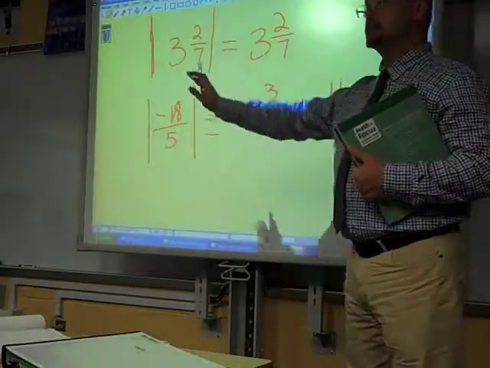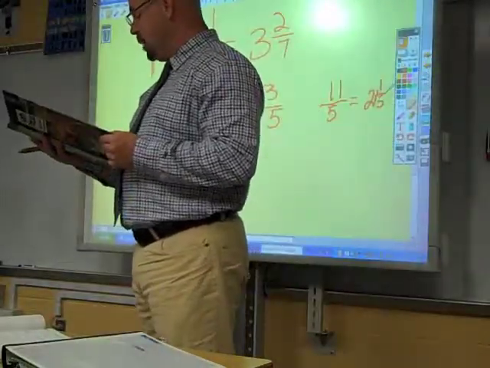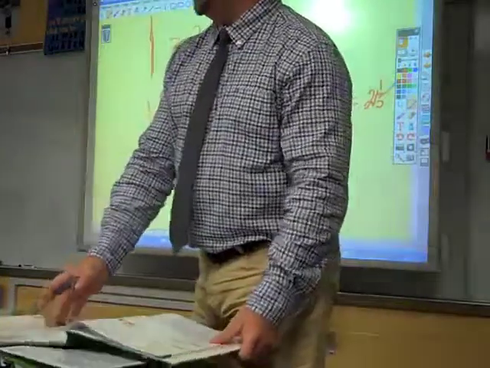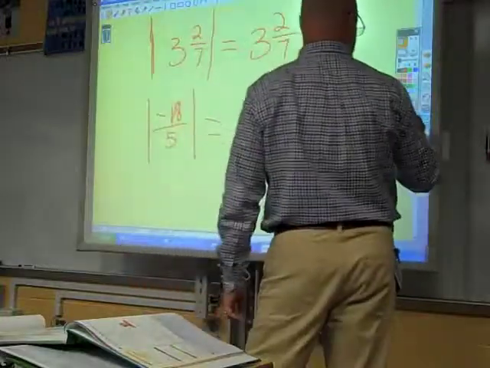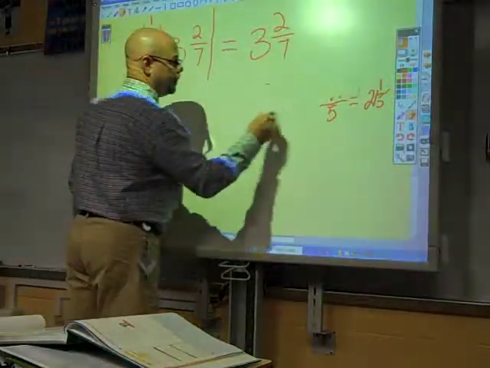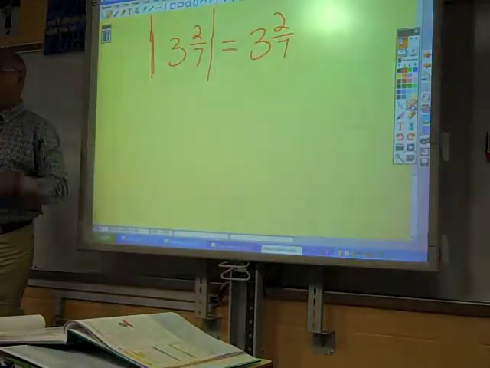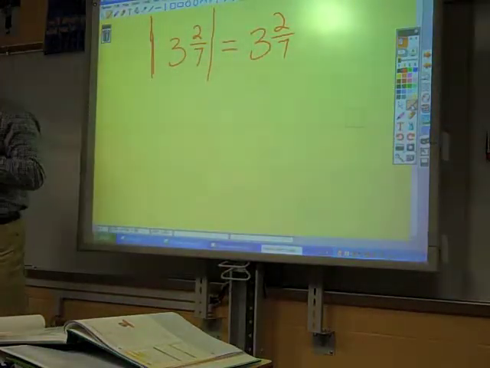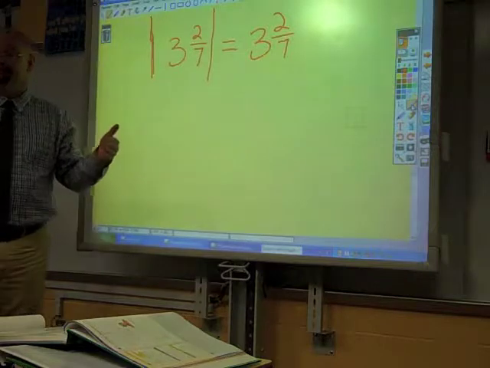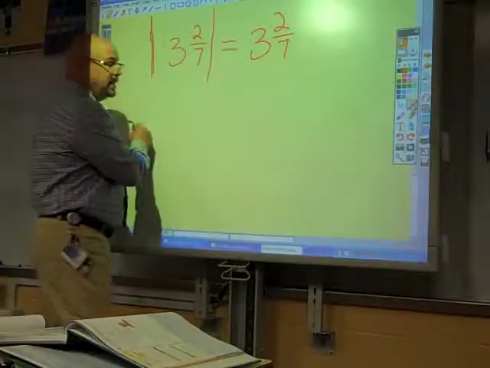Questions on that? Okay. The next, number 2 says, graph these numbers on a number line and indicate their distance from 0. Graph them on a number line and indicate how far they are from 0. So let's do this one first. If I want to put 3 2/7, or the absolute value of 3 2/7, on a number line, what numbers should I include? All I really need on my number line is 3 and 4.